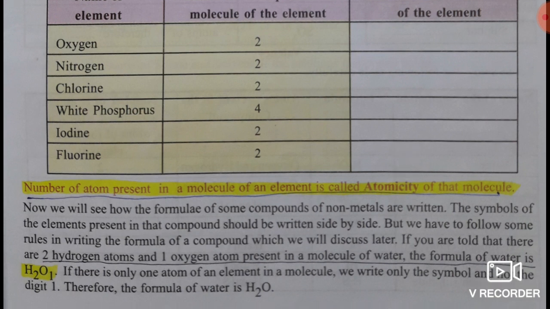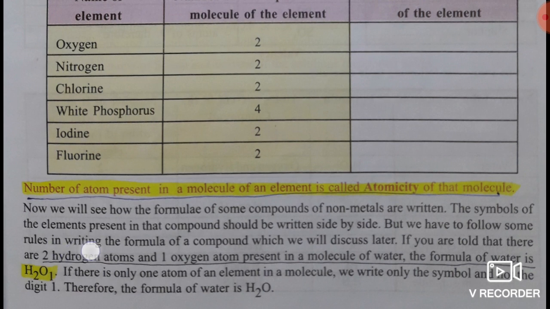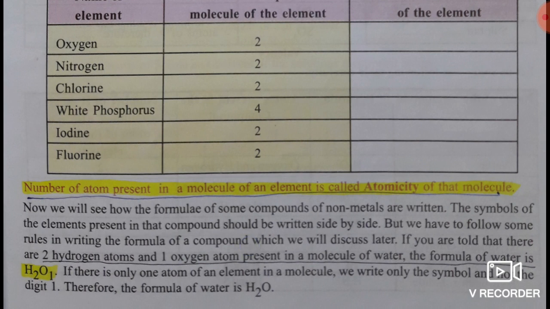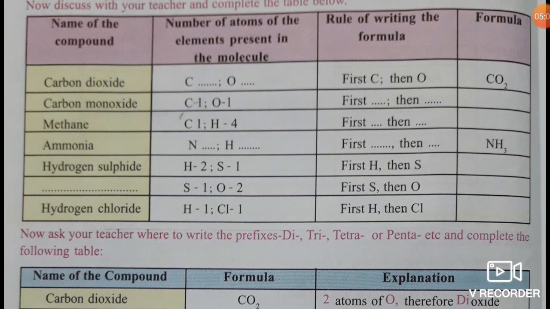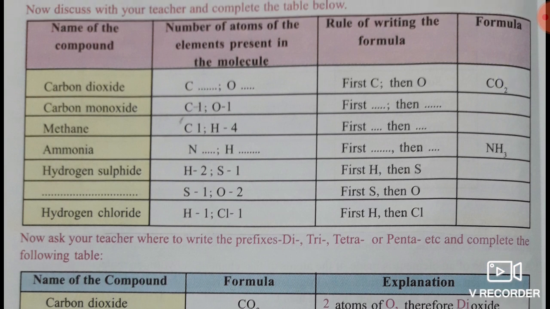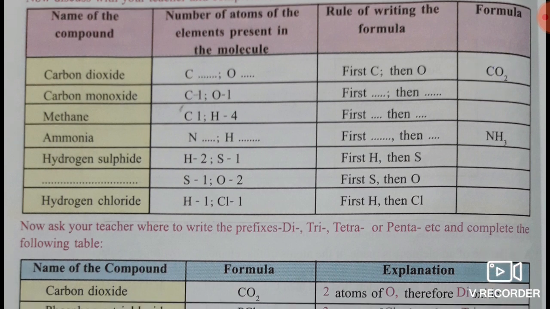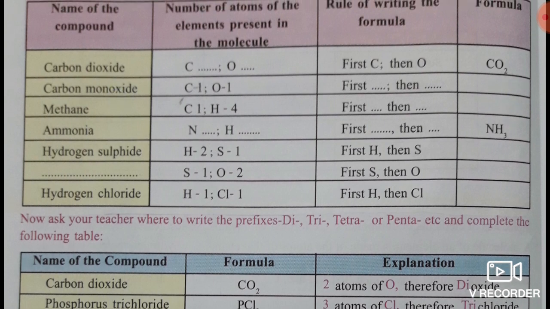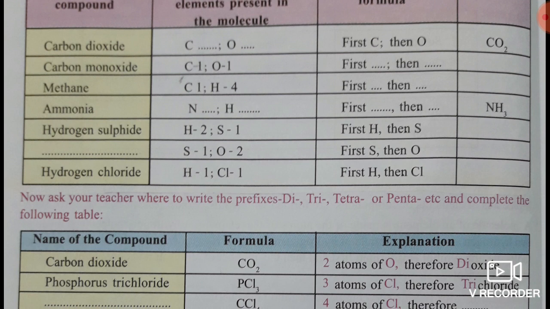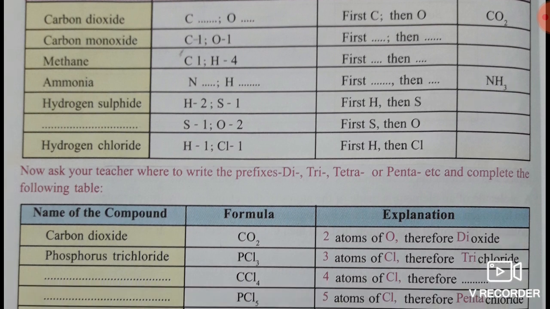Now let us write the formula for water, H2O. In water there are two hydrogen atoms and one oxygen atom, so its formula will be written as H2O, 2 for 2 hydrogen atoms, and O for oxygen. Similarly, for carbon dioxide, there are one carbon and 2 oxygen atoms, so it is written as CO2. Similarly, for carbon monoxide, mono means 1, so it will be CO. For ammonia, we can see that there is one nitrogen atom and 3 hydrogen atoms, so the formula for ammonia is NH3.